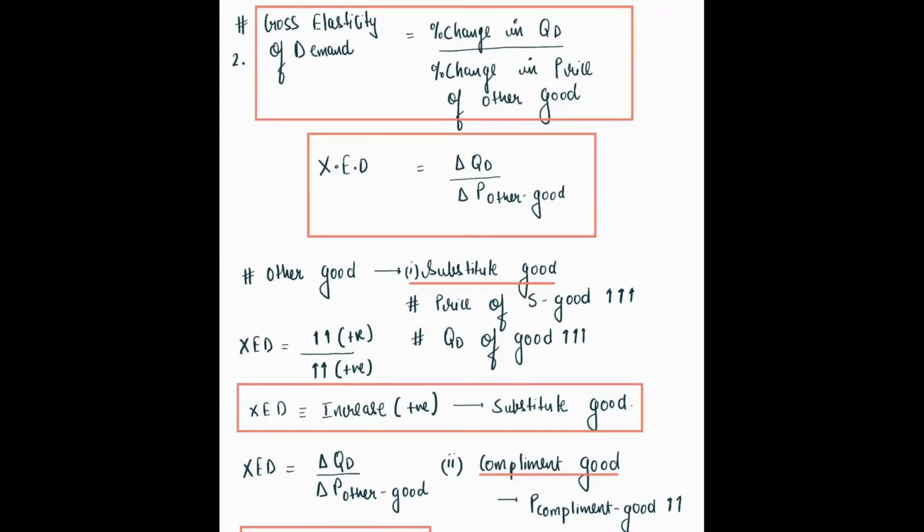So when we talk about the complement good, if we increase the price of a complement good, the demand for its complement good will decrease, right? So in price it is positive because we are increasing the price of a complement good, but the numerator, quantity demanded, decreases for that product.